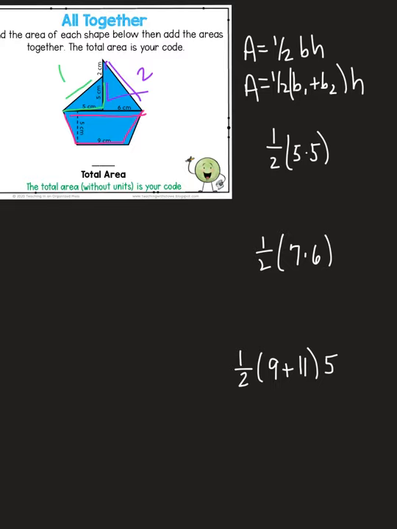For triangle number 1, the base and the height is 5 centimeters. So 5 times 5 is 25 times 1/2 would equal 25 over 2, which is 25 divided by 2, which would equal 12 and 5/10. I'm going to put that over here so we can add that later.